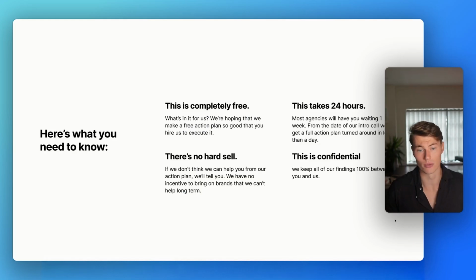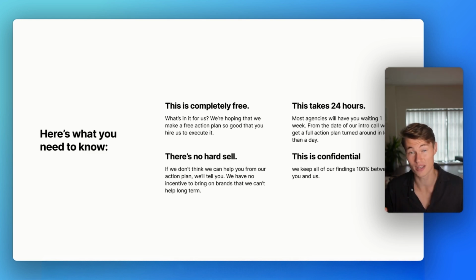And here's what you need to know. It's completely for free, all right? If you want to know what's in it for us, we're hoping that we'll make an action plan so good, you just hire us, right? You're just like, can't be bothered to do this. These guys can just come on and do it for us. All right, this takes 24 hours as well, okay? So from the day of our intro call, we'll basically get this turned around for you within 24 hours.